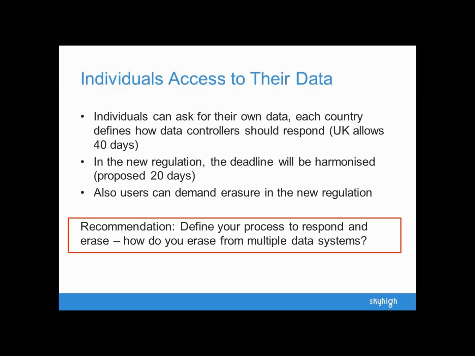And let me just give you a quick example here. That's perhaps more difficult than you might think. What if you have a sales CRM system, a marketing database, a financial transactions database, a customer support database, and they've all got information on a particular individual who says, I want to be erased from your systems? How are you going to put together the process to respond to that to make sure that you are deleting somebody from all of those systems?